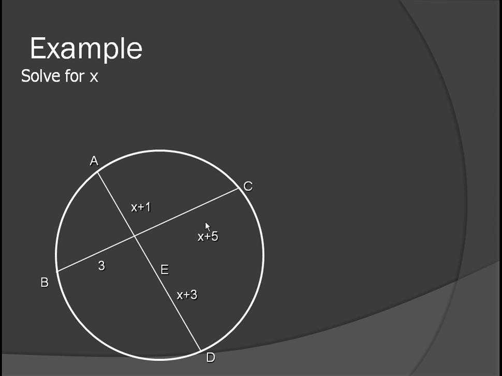So, if we have this circle, we should notice that this portion is x plus 1, this portion is x plus 3, we've got 3, we have x plus 5. So, the theorem tells me that this portion times this portion is equal to this portion times this portion. So, x plus 3 and x plus 1 are multiplied together, and 3 and x plus 5 are multiplied together. Now, at this point, geometry is over, algebra ensues.